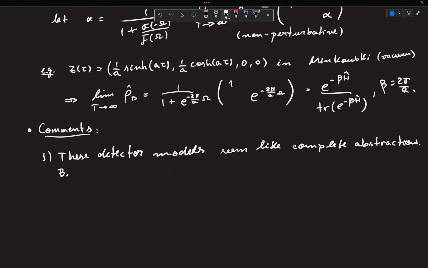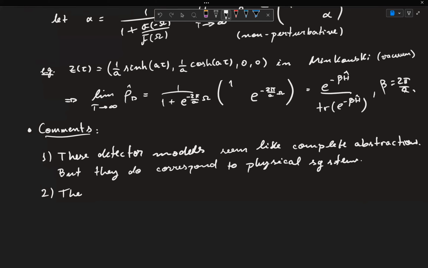But they do correspond, or in some regimes they do correspond to physical systems. In many, many cases, but they do.